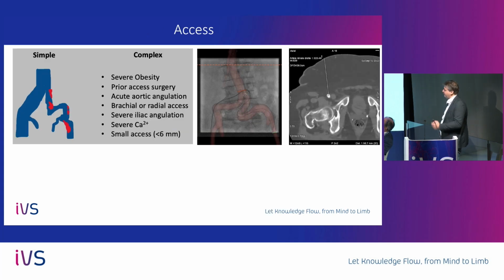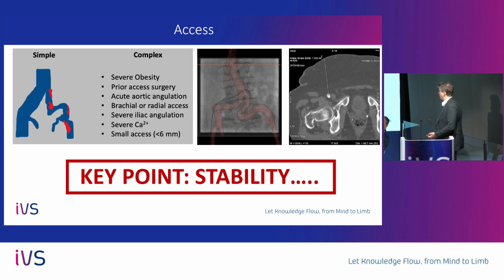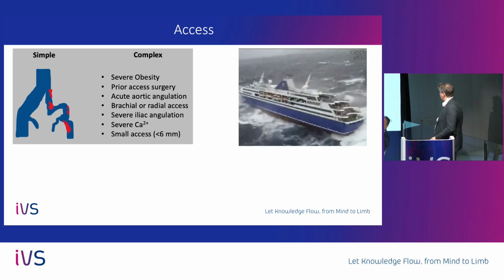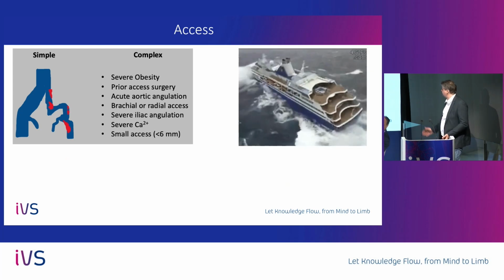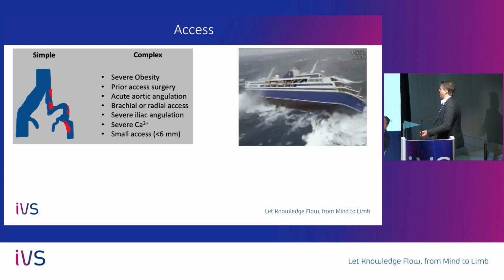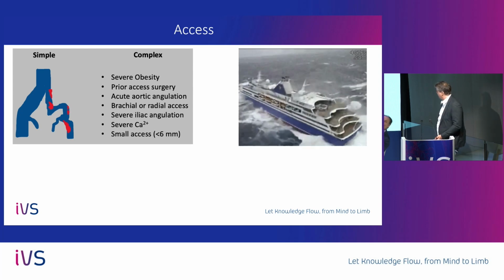Access. Access is very important because access is the stability. On what I learned, when I want to start a CTO, I need to have the best stability that I want. Severe obesity, prior European surgery, acute aortic angulation, brachial or radial access. For me, it's complex because we don't have yet all the dedicated devices for the brachial or radial access. Key point, stability. And when my friend Jan was trying with his boat to go away, if you don't have stability, it's impossible.